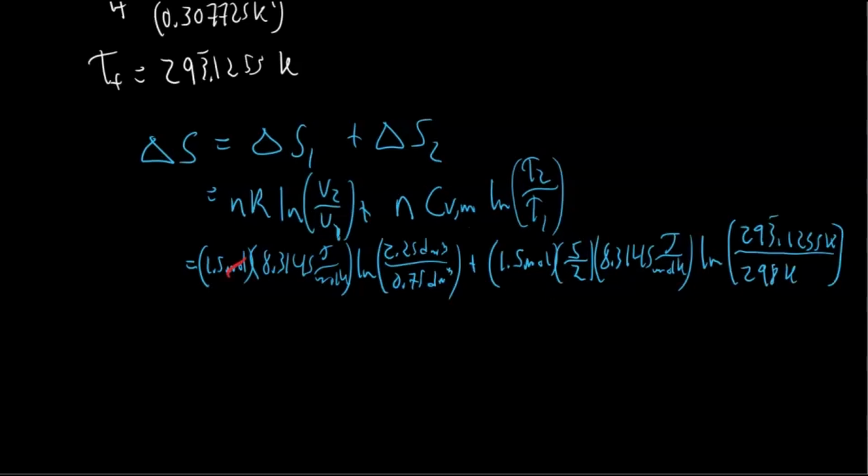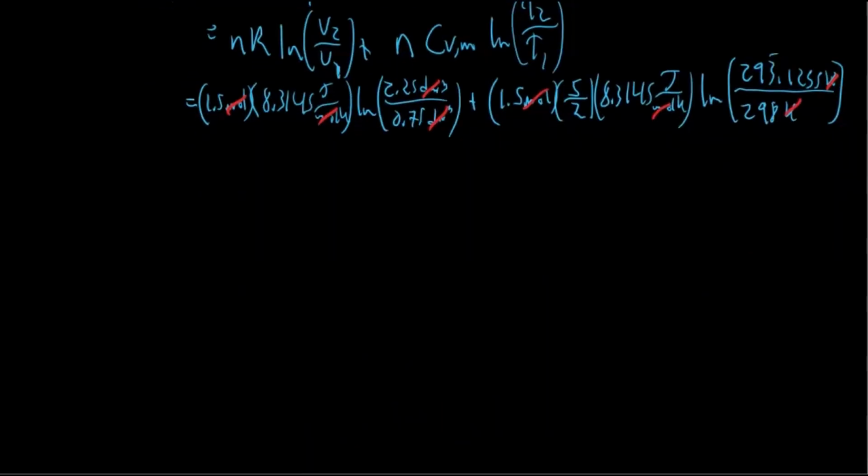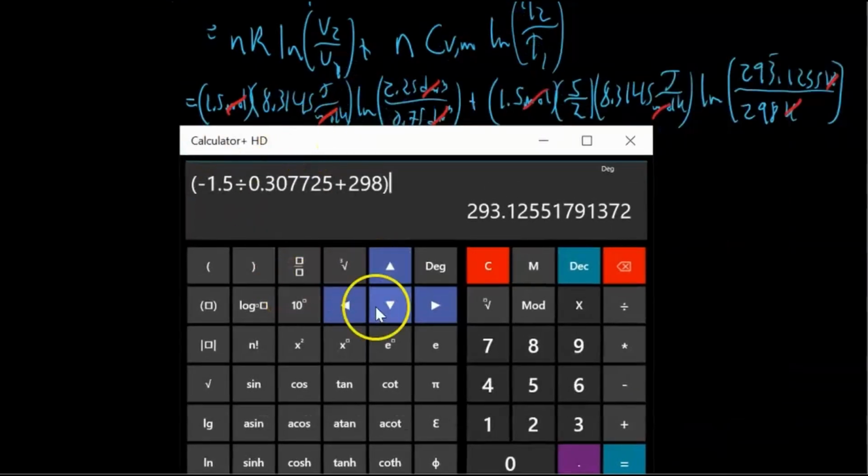Okay, so moles cancel out. We're left with joules per Kelvin on this side. On this term, decimeters cancel out. Moles cancel out here. We're left with joules per Kelvin, so that works out. Our kelvins cancel out, so all our units work out anyways. That's a good sign. So I'll plug this into the old calculator.